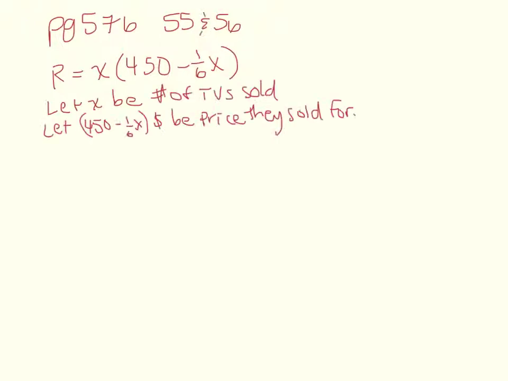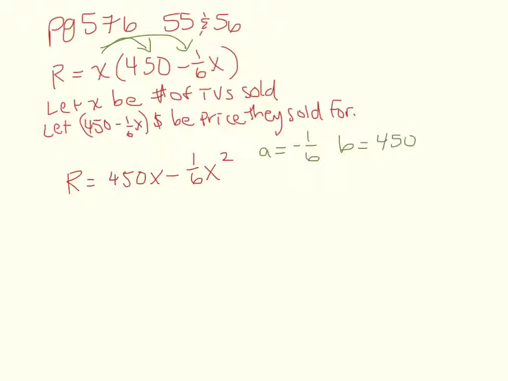So this is where X is the number of TVs and 450 minus 1/6 X is the price that they sell them for. Because my equation right here is not in either standard form or vertex form, I know I need to distribute. That's going to leave me with R equals 450X minus 1/6 X squared. I can look at this equation and decide what A, B, and C are. You can put this in descending order if you want. I'm not going to. And so A is negative 1/6, B is 450, and C is 0.